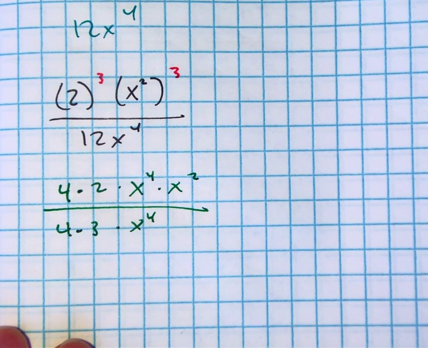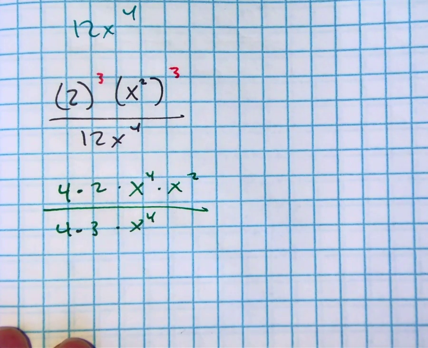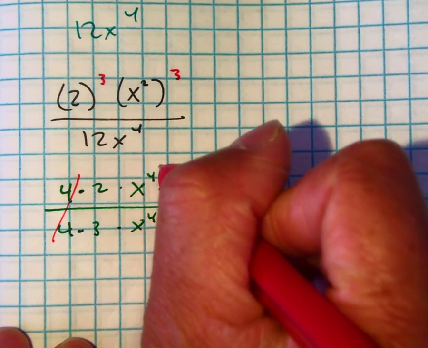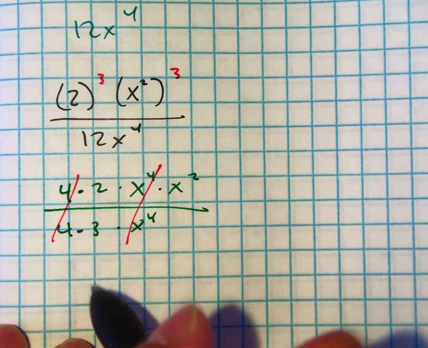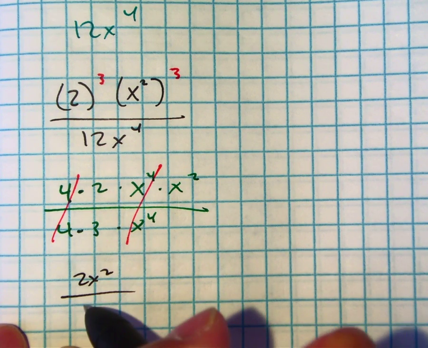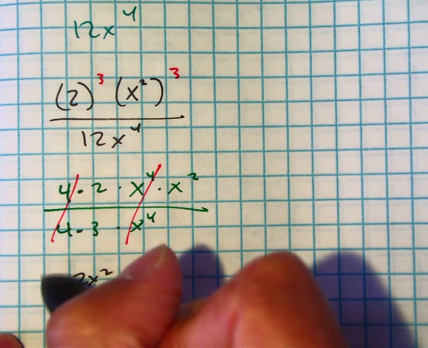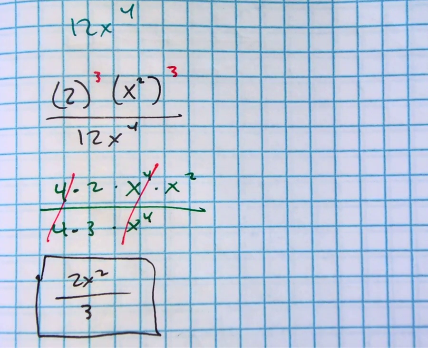This is another way of simplifying. 4 divided by 4 is 1, so I have that there and here. And then my answer is going to be what? 2x squared over 3. This is my answer. Raise your hand if you got that.